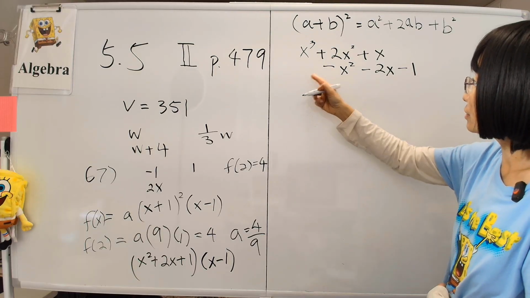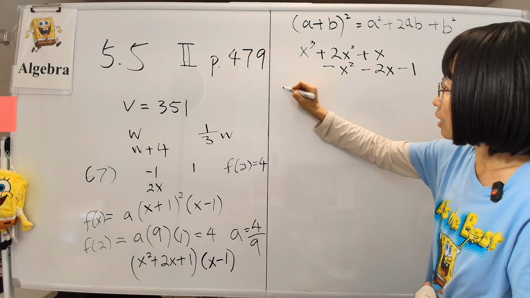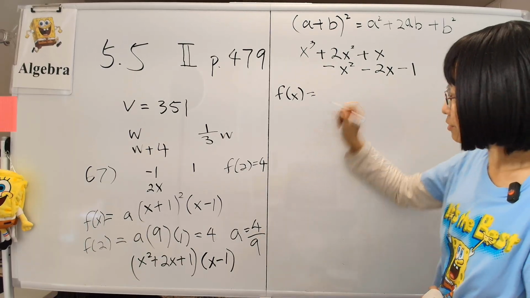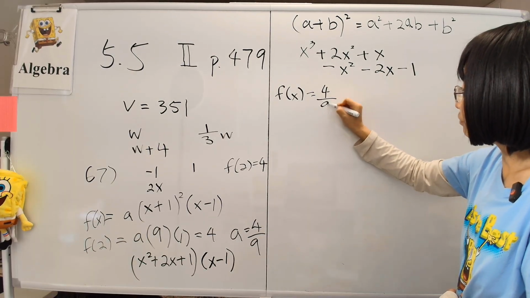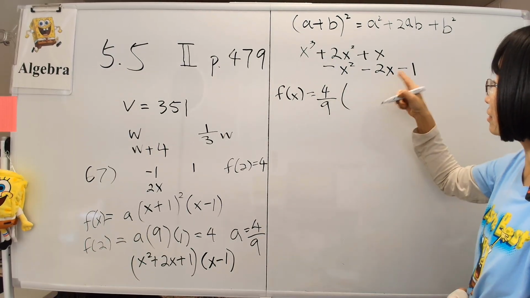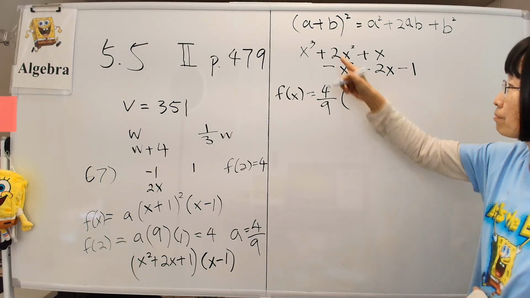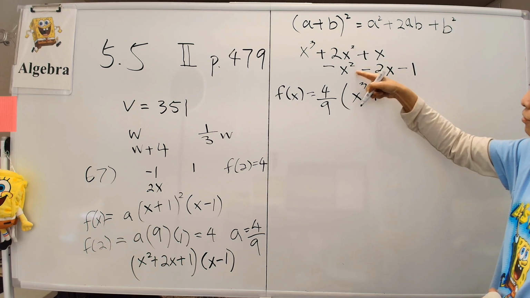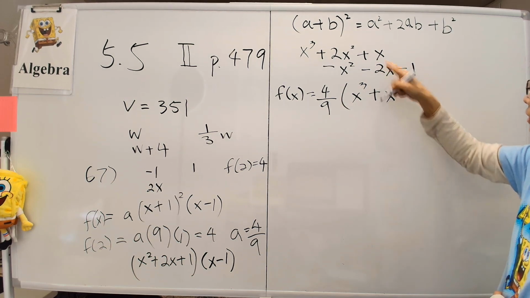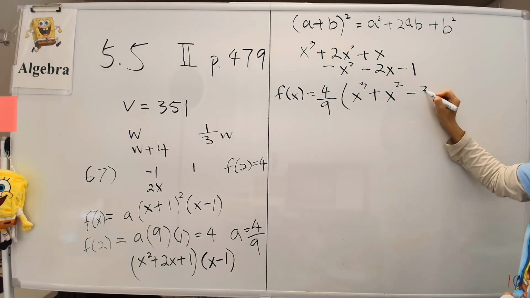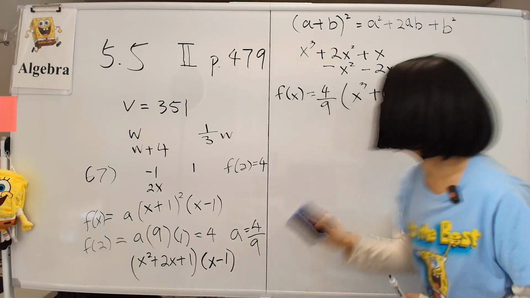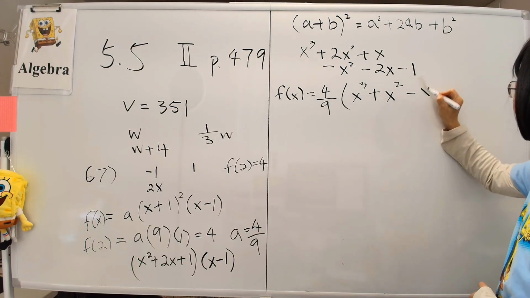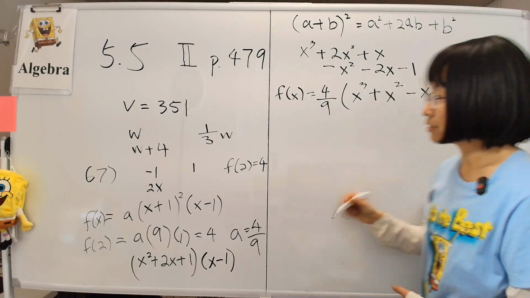Now let's round that up to be f of x equals, don't forget the a. A is 4 over 9. We'll write it down here, and then copy the steps down while doing some of the math. So x cubed, and x squared plus x squared is 2... rather, combining terms, x squared, and then minus x, minus x, and then minus 1. That should be the right answer.